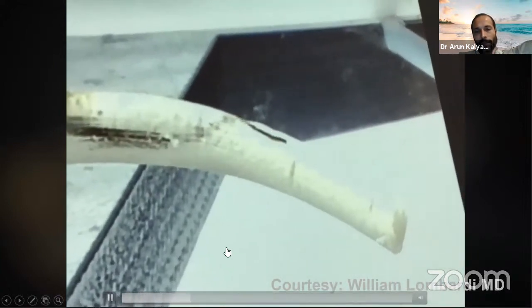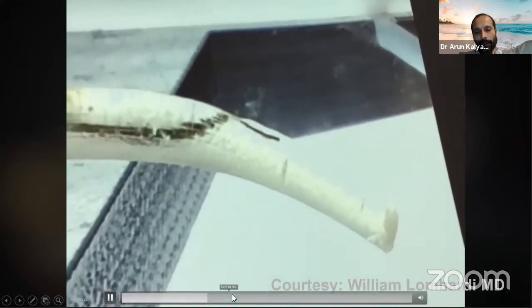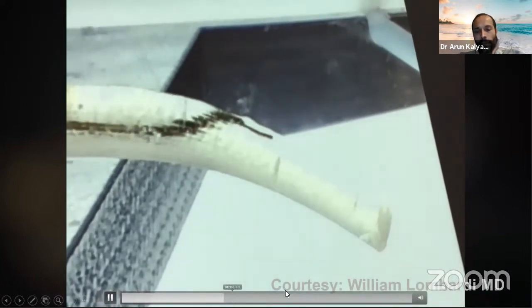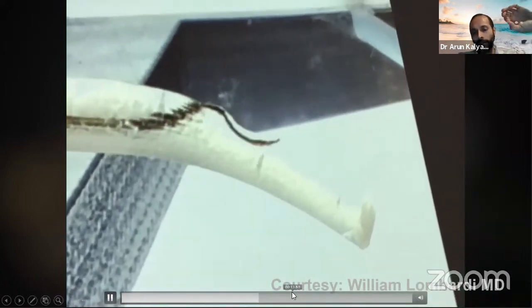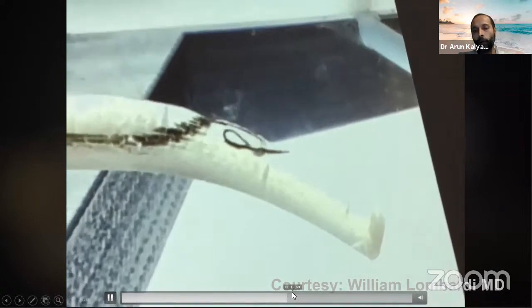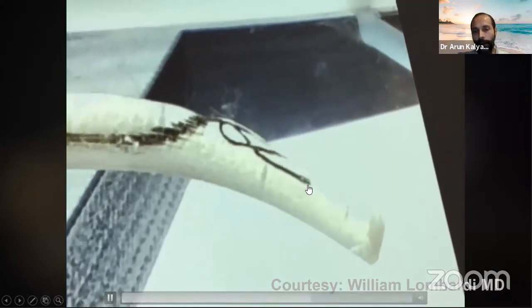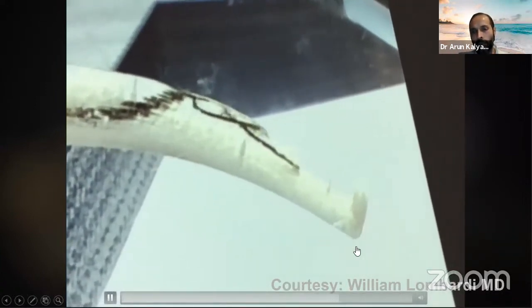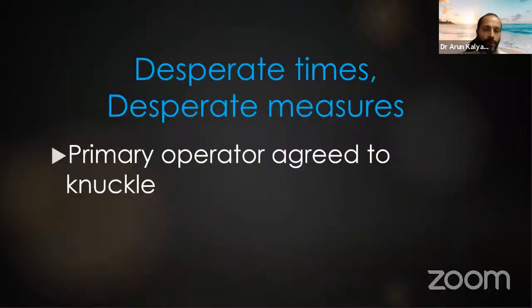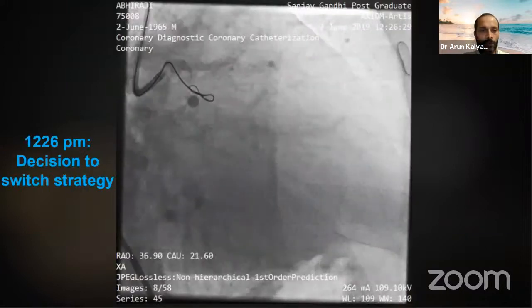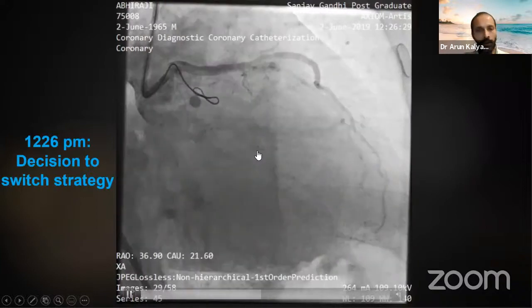Okay. And so once you're in the subintimal space, knuckles tend to stay within the architecture of the vessel, and that's all that we really care about. We don't want to create a perf. As you can see, you can cross it fairly safely. So, anyways, after a while, he kind of agreed to knuckle, and so at this point, we're already like 2.5 hours into the case.